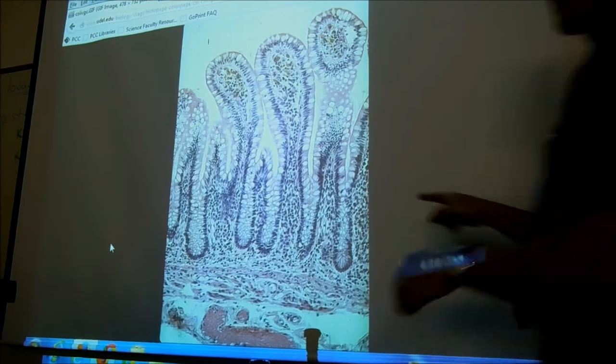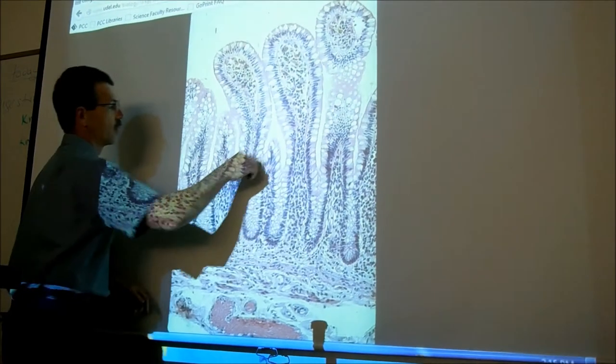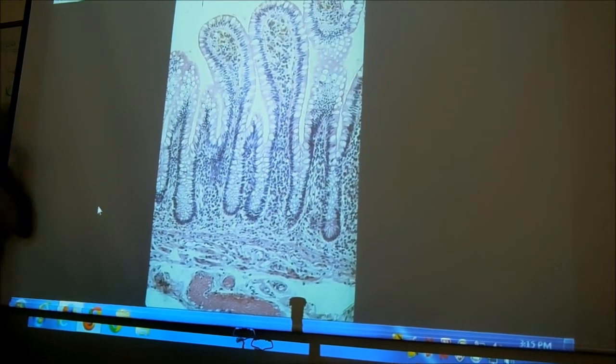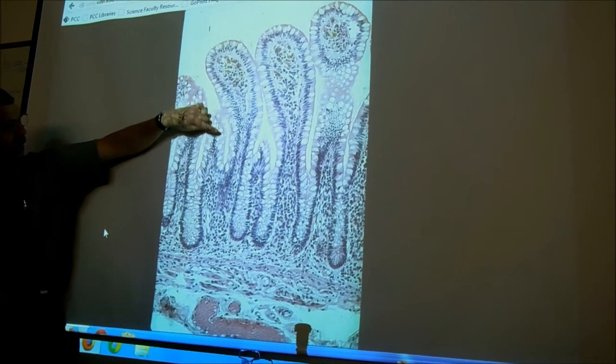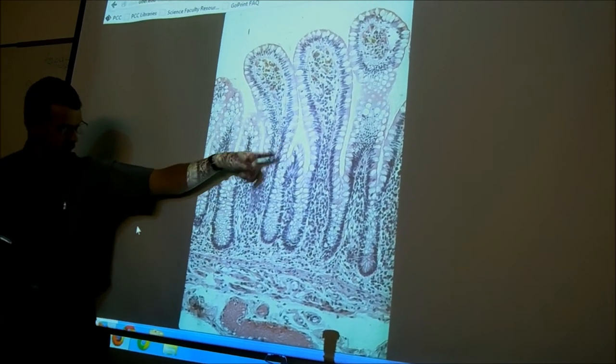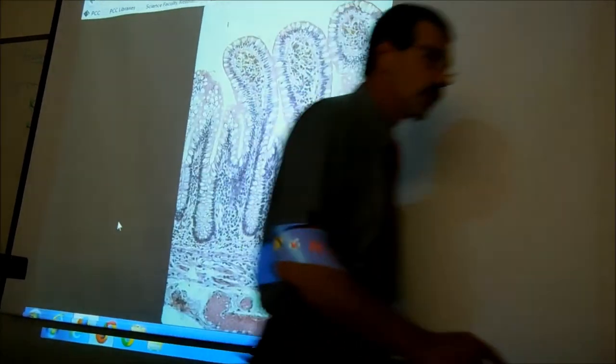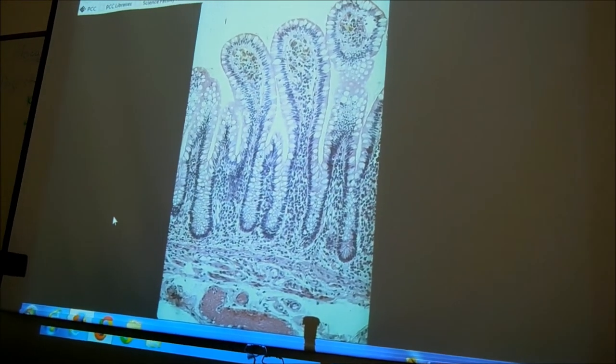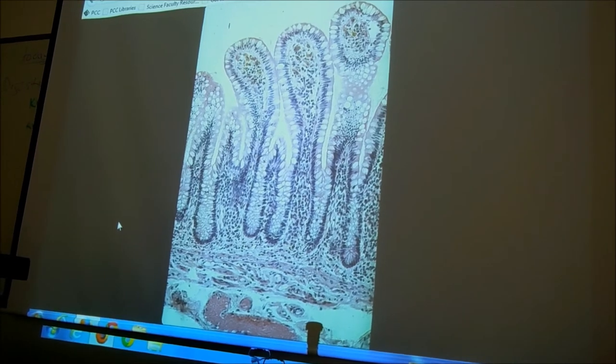Not large intestine, because large intestine wouldn't have any space at all. There's goblet cells, but I don't see as many as you think. There's lines between them, so I have fingers, but I don't see any glands. So what region would have fingers but no glands? It would be the ileum. So it's the only one you have to identify that does not have the glands.